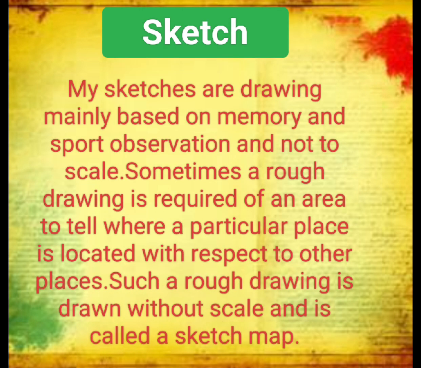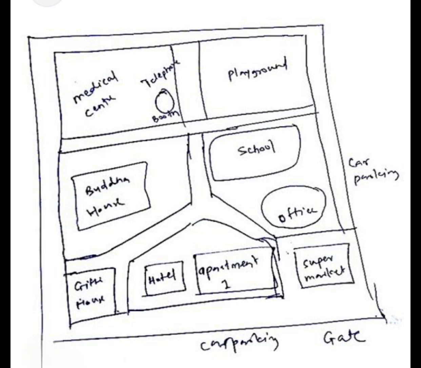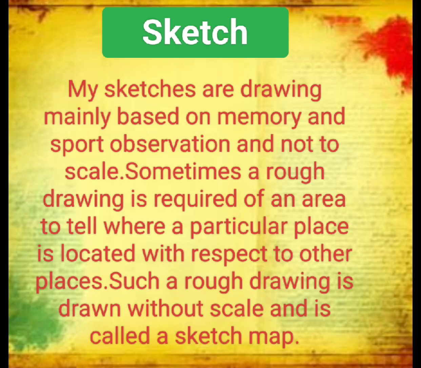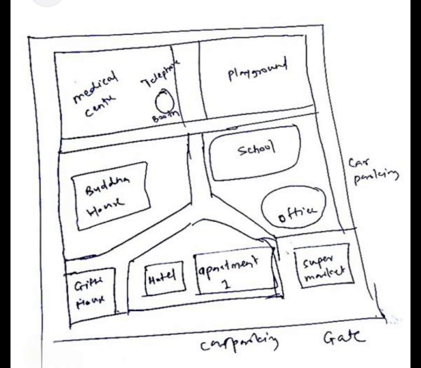Now, what is a sketch? Actually, a sketch is a drawing mainly based on memory or spot observation, not to scale. Sometimes a rough drawing is required of an area to tell where a particular place is located with respect to other places. Suppose you want to go to your friend's house, but you don't know the way. Your friend may make a rough drawing to show the way to his house. Such a rough drawing, drawn without scale, is called a sketch map. Showing an image of the sketch on the next slide.